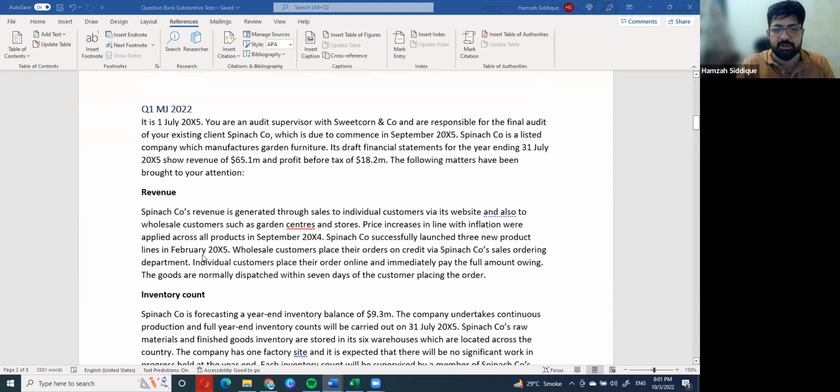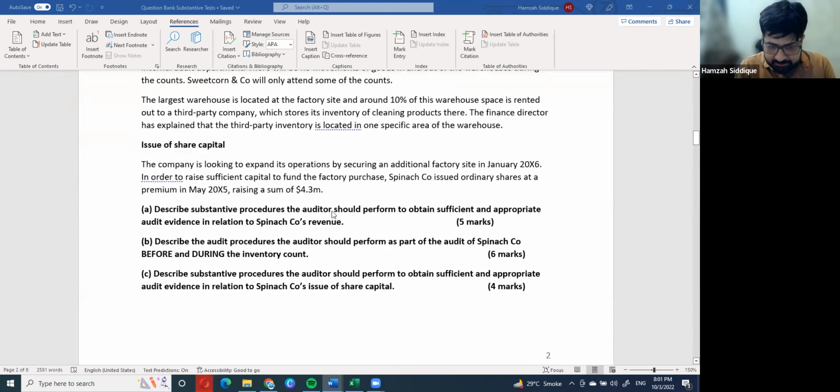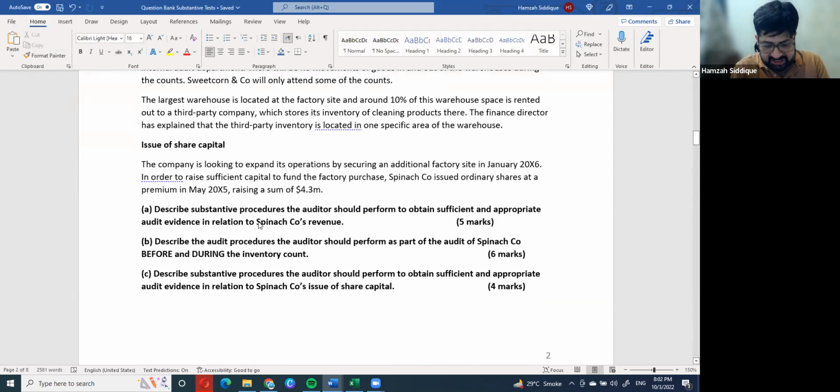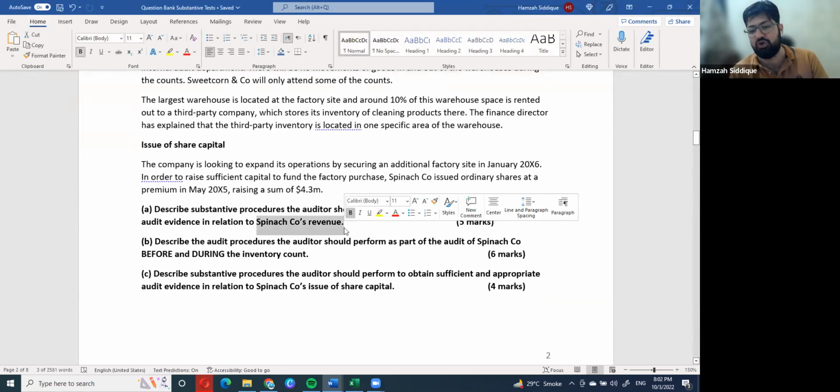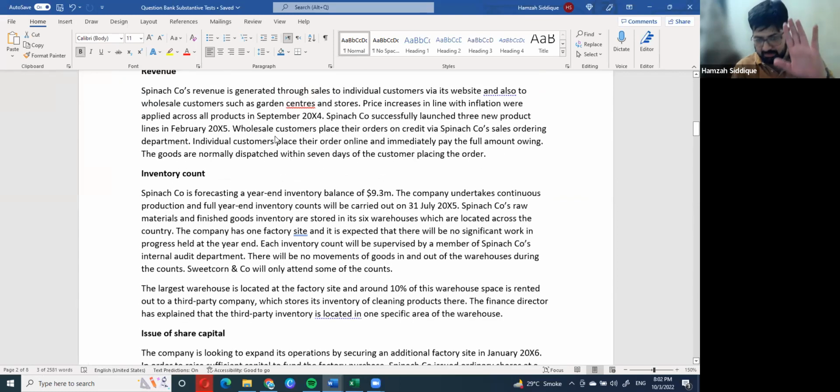Right. This is a scenario-based question. Describe substantive procedures the auditor should perform to obtain sufficient appropriate audit evidence in relation to spinach revenue. So revenue information is given here. We will talk about it.